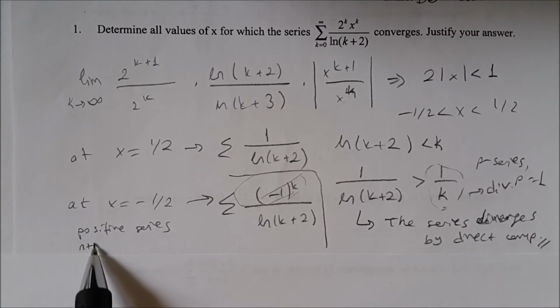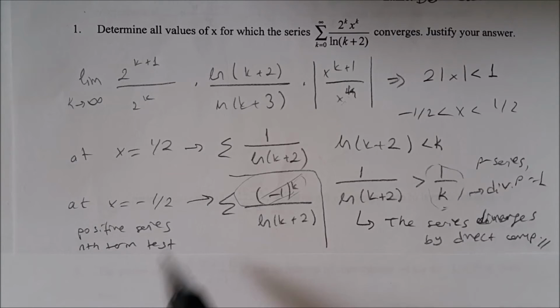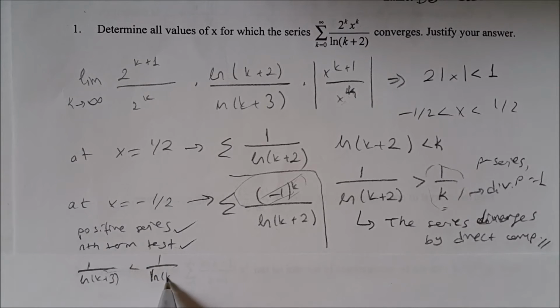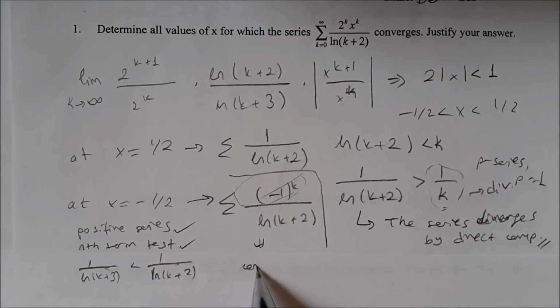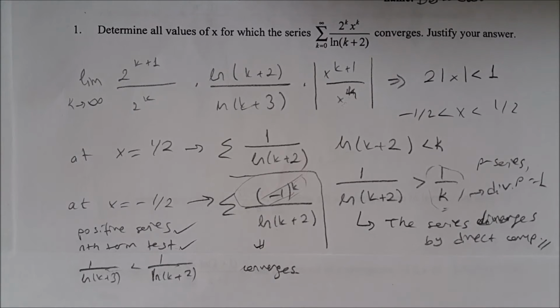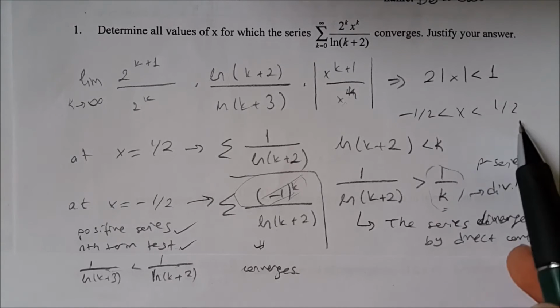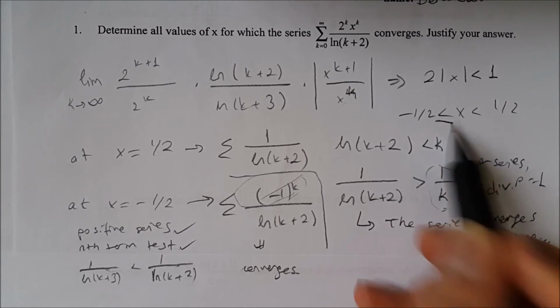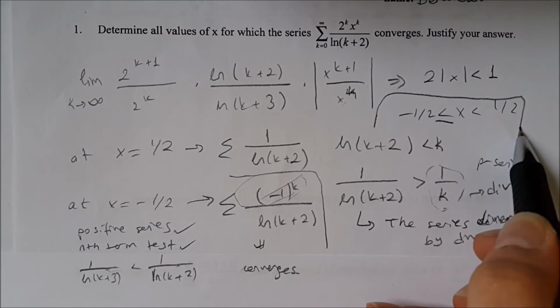Then we check the nth term test and put little check marks next to them, and then we check if the next term is smaller than the previous, and in this case it is. So then we can confirm that this alternating series converges. So we are going to exclude the endpoint 1 over 2, but we are going to include the endpoint negative 1 over 2, and our interval will be this.